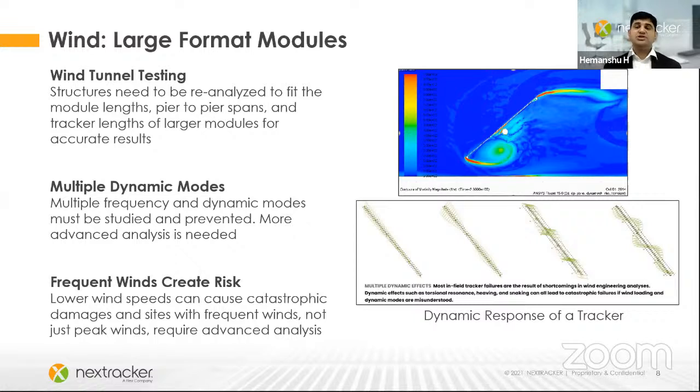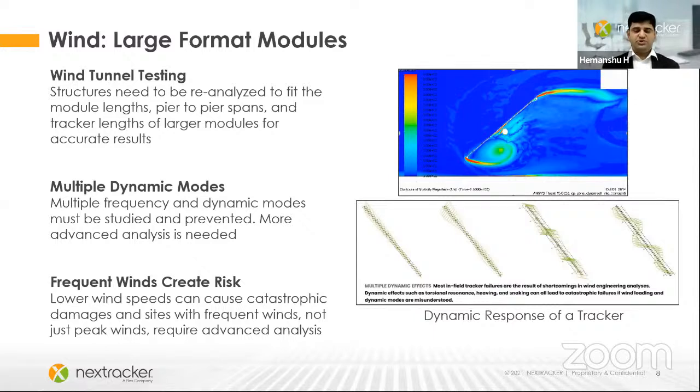The second aspect, or the next level of analysis that we do in terms of the tracker design with these large format modules, is to understand the dynamic modes on which the tracker operates. And this includes understanding the aeroelastic effects that the tracker or the modules witness when they're on the trackers. Obviously the bigger module is going to be more impacted because of the wind. And these dynamic modes studies tell us what those additional effects could be. And those are then analyzed and taken into consideration for the tracker design.